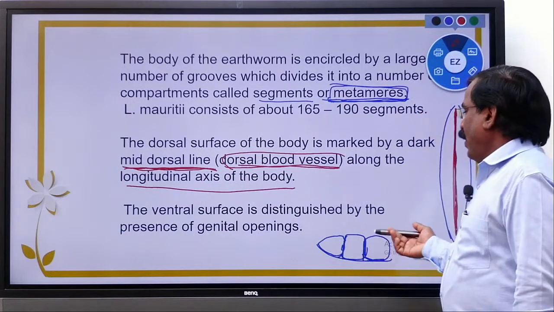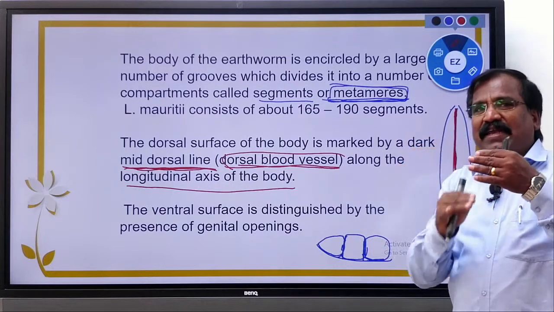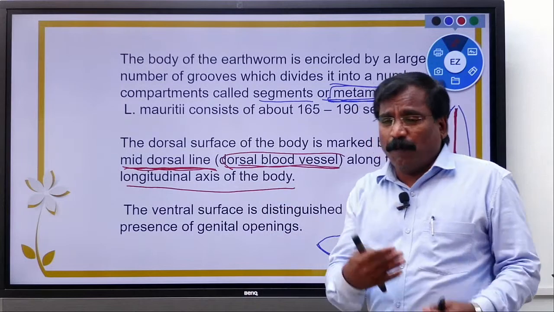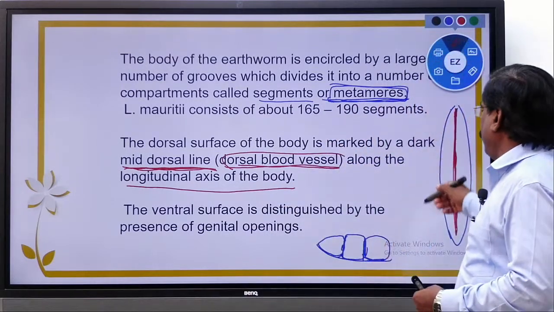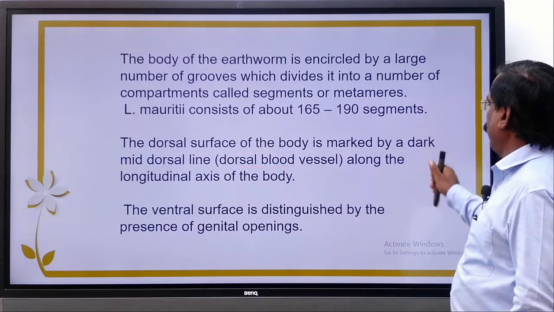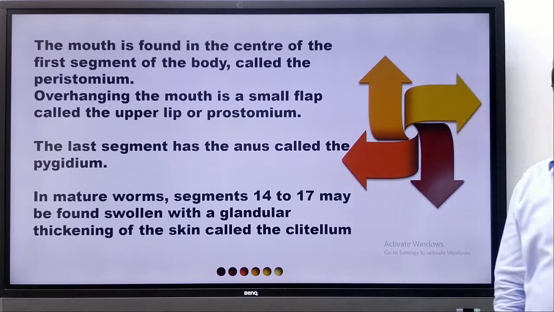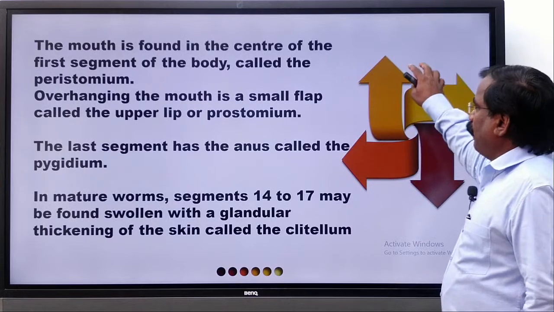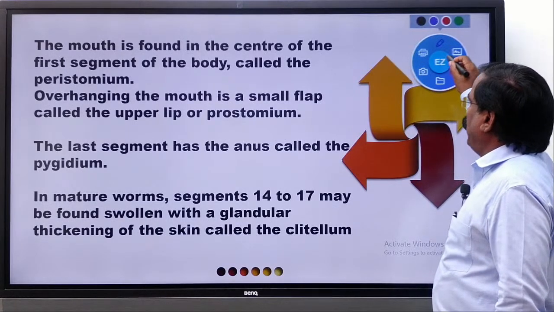Okay, and coming to the ventral side, there are a lot of openings. We will see that next in anatomy, next the openings, in our next topic, so for now don't get confused. Okay, next, this is important: peristomium, prostomium.